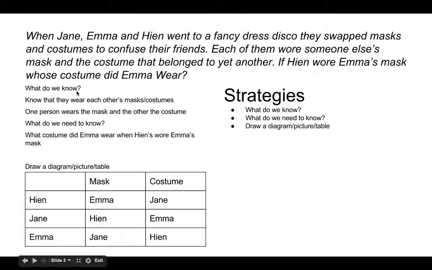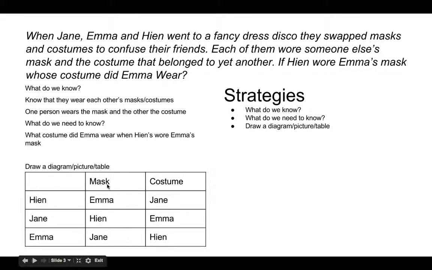So what do we know? We know that they had to wear each other's masks and costumes. One person wears a mask and the other wears a costume. Key bits of information: the same person can't be wearing the mask and the same costume. What do we need to know? Which costume Emma is wearing.